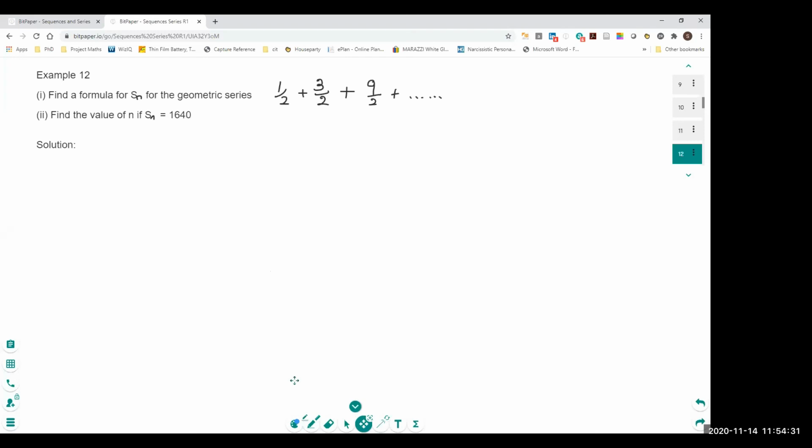So we have: find a formula for S of n for the geometric series a half plus 3 over 2 plus 9 over 2 plus dot dot dot. And then find the value of n if S of n is 1640.